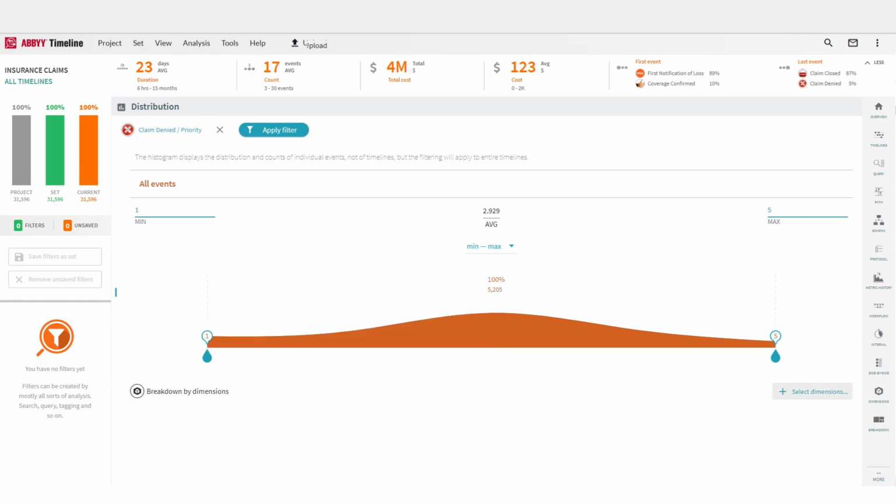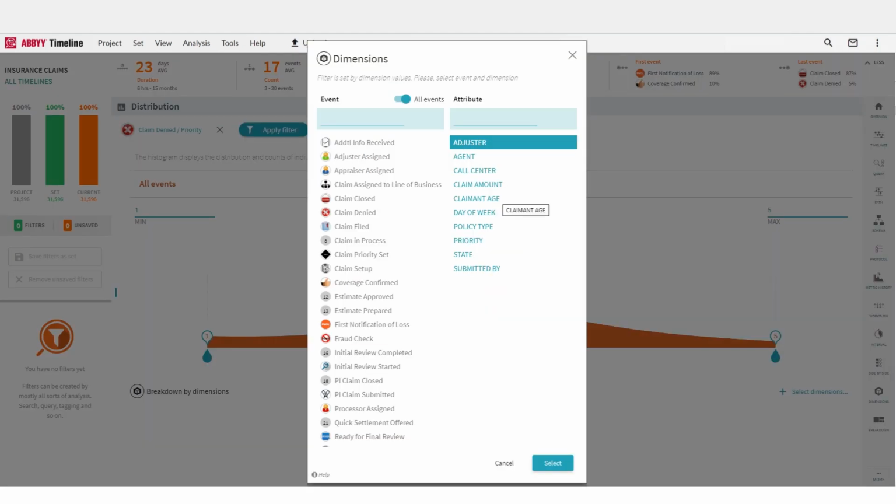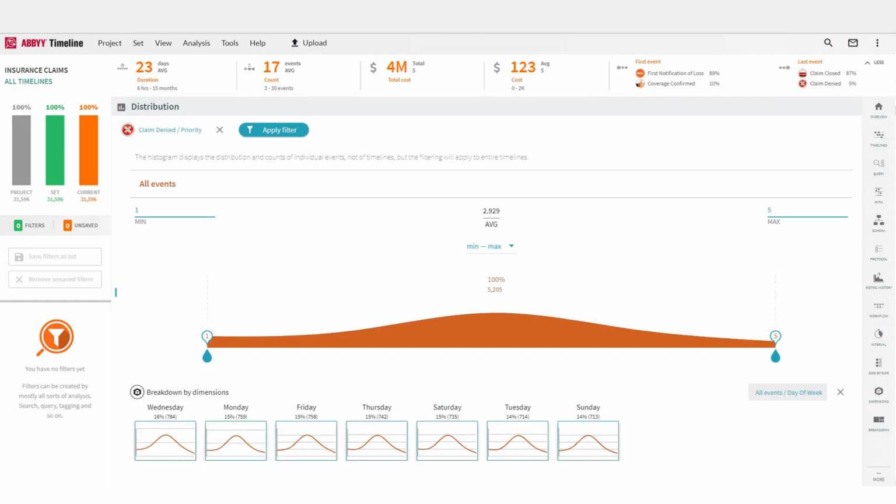Or I have the ability to actually select a different dimension at this point. Maybe I want to look at this across the day of the week to see, do we have priorities that spike, or do we have more high priority cases during different days of the week at this specific event? But we get an idea of how those values are distributed across each individual event based on those numeric attributes.